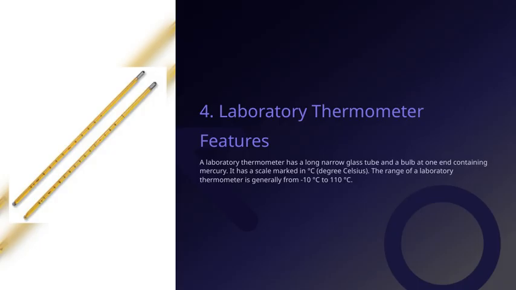Typically, a laboratory thermometer can measure temperatures from about 0 degrees C up to 110 degrees C. This range makes it versatile for many experiments and applications. Overall, the design and features of this thermometer are tailored for precision and reliability in a laboratory setting, helping us monitor and record temperature changes effectively.